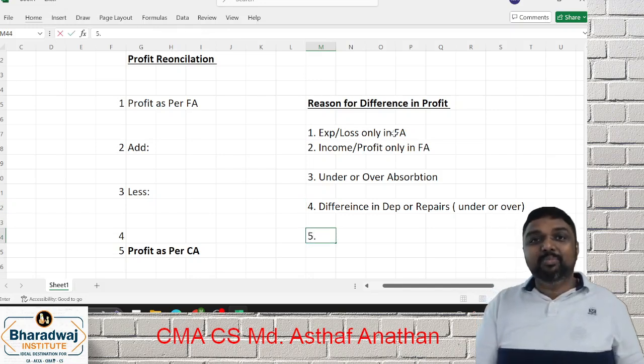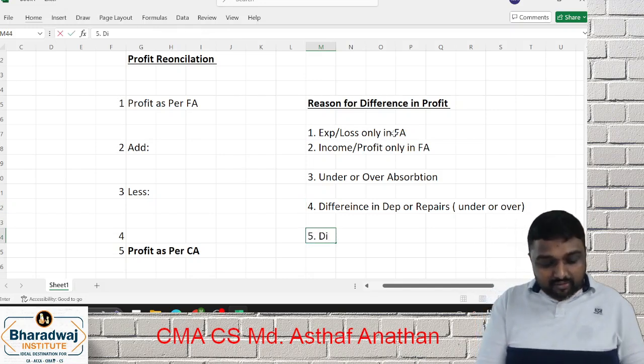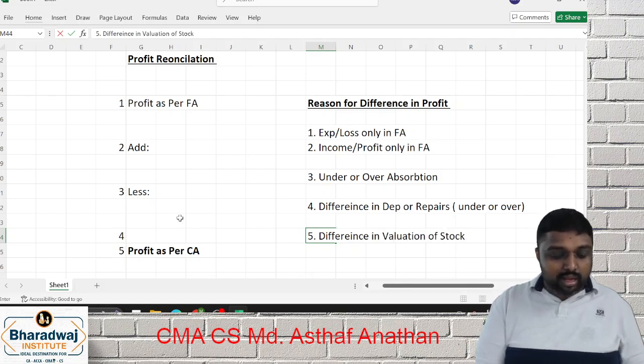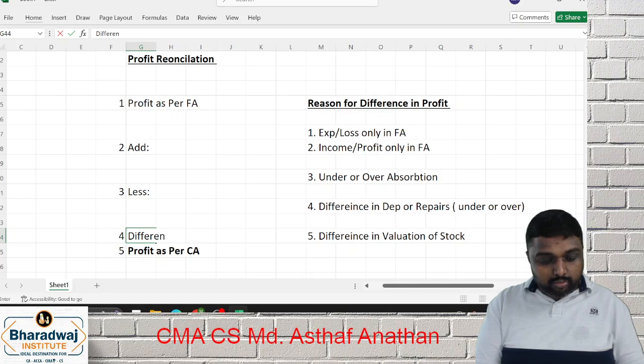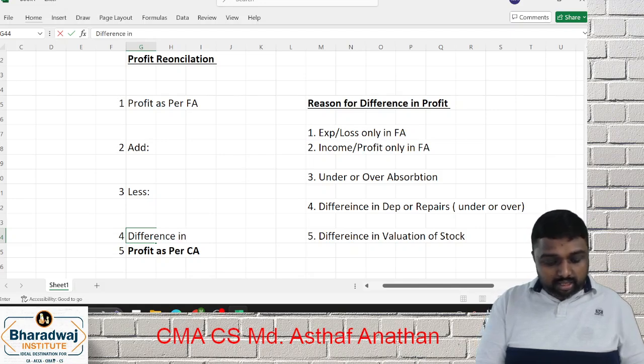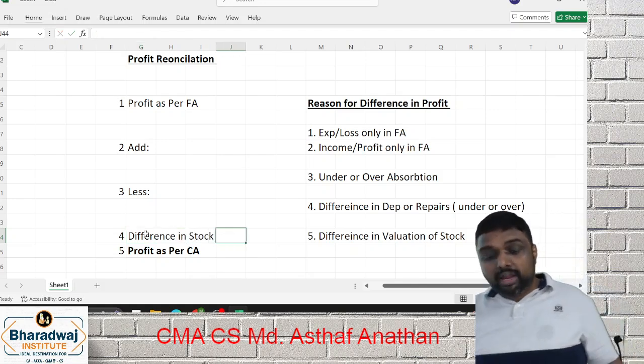Finally, there is one Superman, that is one thing: difference in valuation of stock. That is why in our format we took it as the last point, difference in stock valuation. Stock can be raw material, work in progress, or finished goods.